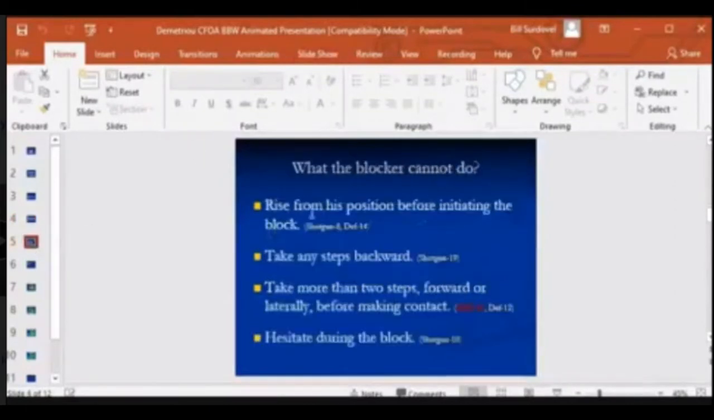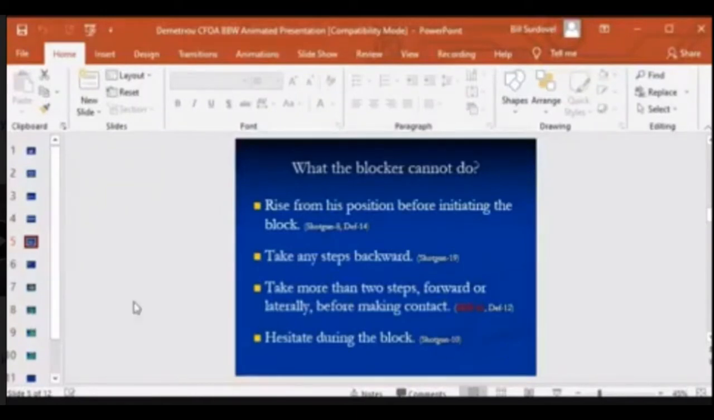So here's what the blockers can and can't do. They can't rise from their position before initiating a block, can't take a backward step, can't take more than 2 steps forward or laterally before making contact, and no hesitation. So basically, at the snap, the blocker's got to be going low immediately, and he's got to be going right to the player he's blocking.